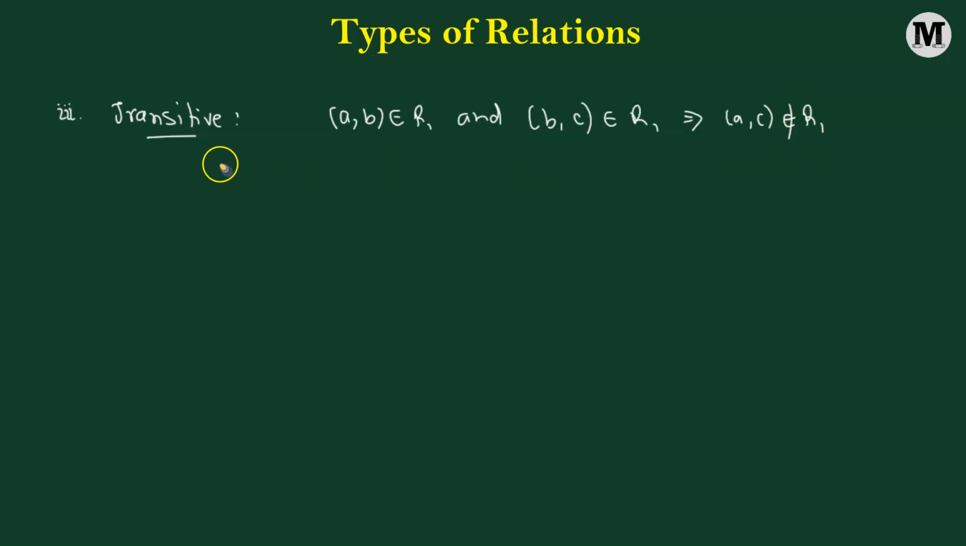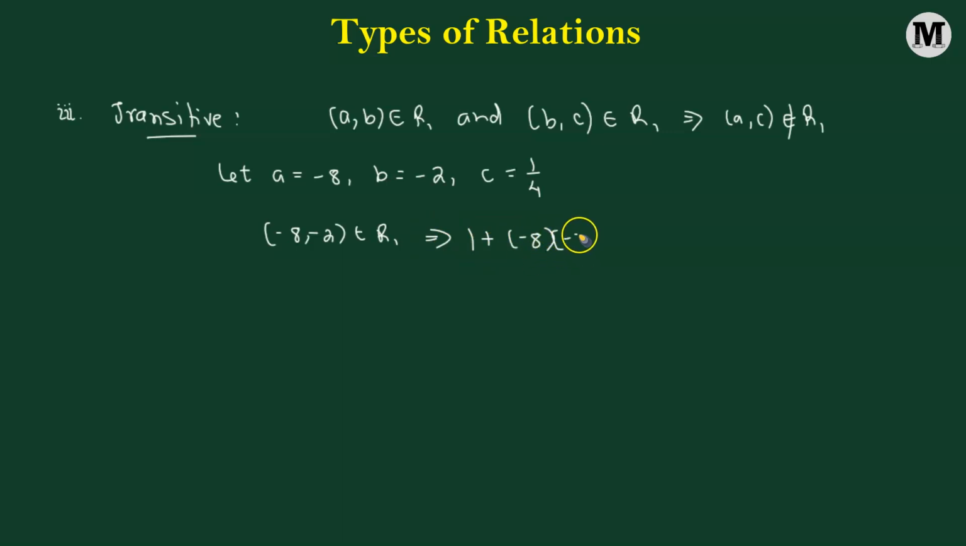So here we're going to take very specific examples. Let's consider A equal to -8, B equal to -2, and C equal to 1/4. Here we are saying that (-8, -2) belongs to R1. We can verify that because this simply means that we have 1 plus AB. Here A is -8 and B is -2. So this gives us -8 times -2, which is 16. So 16 added to 1 is 17, and definitely 17 is going to be greater than 0. So it is true that (-8, -2) indeed belongs to R1.